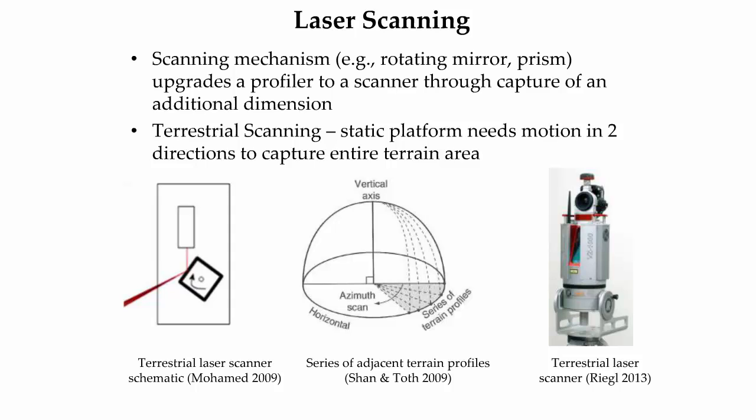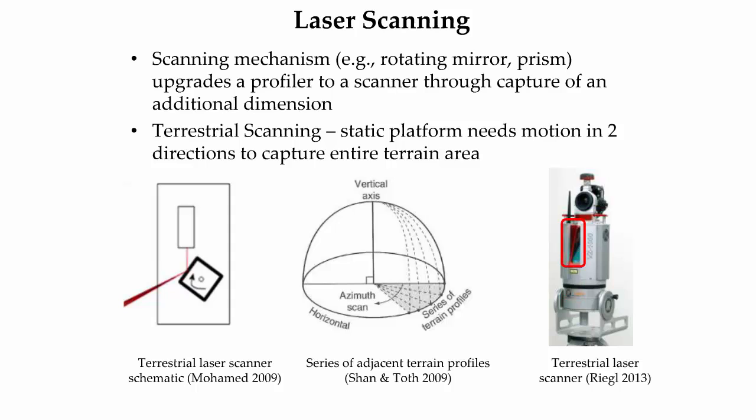A rotating or oscillating mirror similar to the first image on the left can transform a laser range profiler into a laser scanner by enabling data capture in an additional dimension not captured by the profiler. For an upright-oriented scanner, the scanning mechanism creates a terrain profile in the vertical plane. If the scanner is on a fixed platform, horizontal rotation of the sensor is necessary to capture the entire area. As shown in the middle figure, the entire terrain area is simply a series of vertical terrain profiles separated by a horizontal angular step. The image on the right is an example of a terrestrial laser scanner.